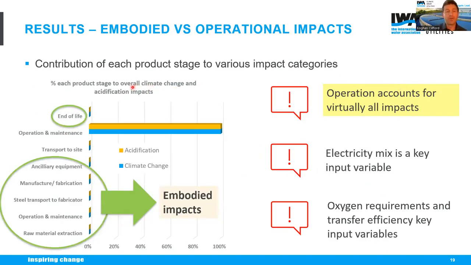However, I think the key result from the analysis itself was that when we looked at the overall impacts and the different product stages that these impacts occurred for, you can see that almost all, in fact, 99.9% occur at the operation and maintenance stage. And given that our estimate was that the actual maintenance of the product would be negligible, this is that operation stage, and that's electricity usage. So virtually in operating an aeration system, and it doesn't really matter what type of product it is, almost all of the impacts are going to be at operational stage. The embodied impacts are negligible. Now, for the product supplier, they are very important, but for the utility, they will be negligible. So things like electricity mix is a key input variable. And very importantly, the oxygen requirements and transfer efficiency are key.